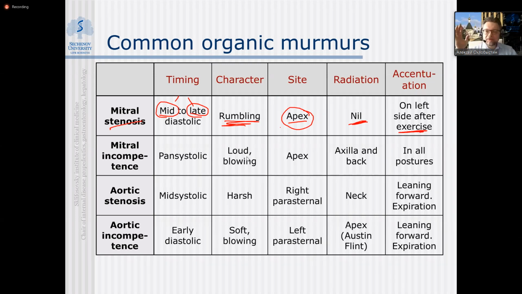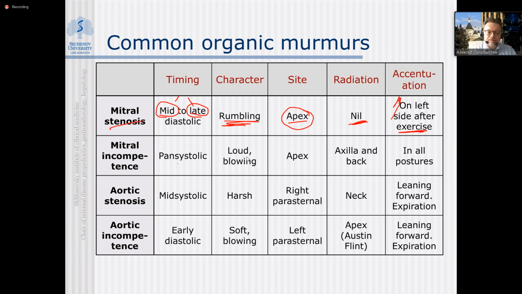Use your middle finger to press your phonendoscope to the apex area. Your patient is lying on his or her back, and then, holding your phonendoscope by your middle finger, you turn your patient to his or her left side. So the patient will be lying with the apex of the heart on your phonendoscope. So the phonendoscope will be underneath your patient. And in that case, again, the murmur will be amplified. It will go up. It will be increased.